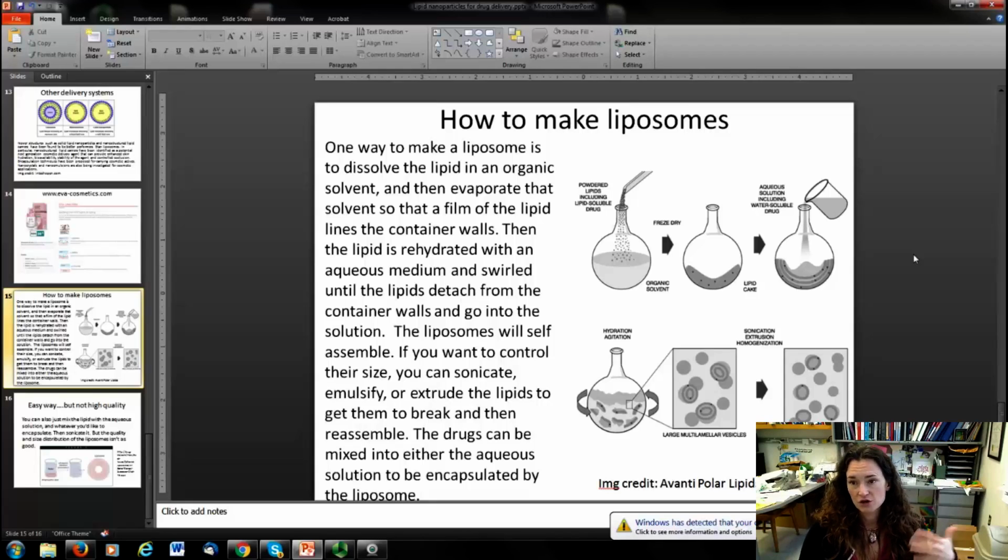And then you pour in your aqueous solution, including your drug, for example, and you swirl it around or agitate it in some way. And then what happens is that the lipids will naturally just kind of come off the walls, and in the presence of the aqueous solution, they'll self-assemble into the nanoparticles. So that's a really cool thing. The liposomes will self-assemble. Now, if you want to control their size after you initially form them, then you can sonicate or emulsify or extrude them in some way, and make the ones that you've already made break apart and reform again, and break apart and reform again. And when you do that, you can successively decrease the size of the nanoparticles that you've made.